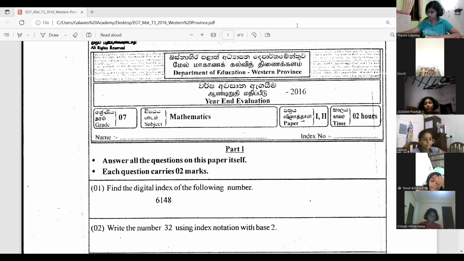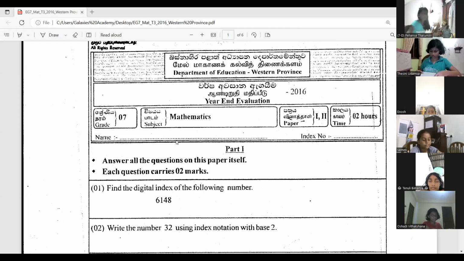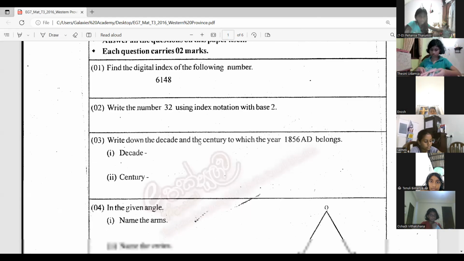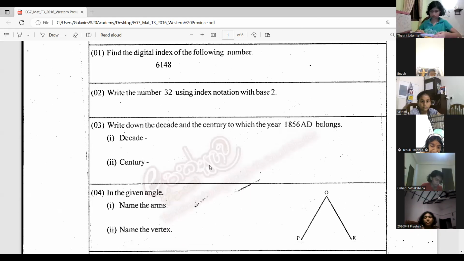Right. This is the 2016 Western Province paper. Okay, year-end evaluation. Today we are going to discuss the answers for this paper. Look at the first question, part 1, first question. You write down the answers in your book.